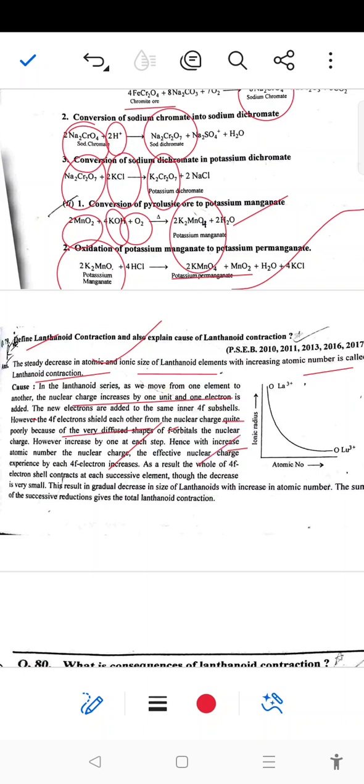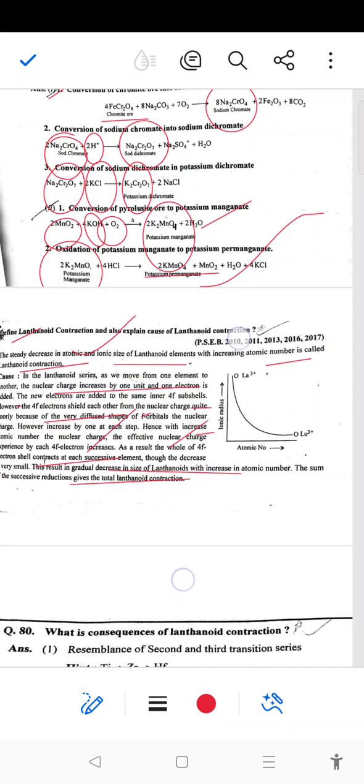As a result, the whole 4f subshell contracts at each successive element, though the decrease is very small. This results in a gradual decrease in lanthanoid size with increase in atomic number. The sum of successive reductions gives the total lanthanoid contraction. As in the graph, the atomic and ionic radii decrease with the increase in atomic number across the lanthanoid elements.